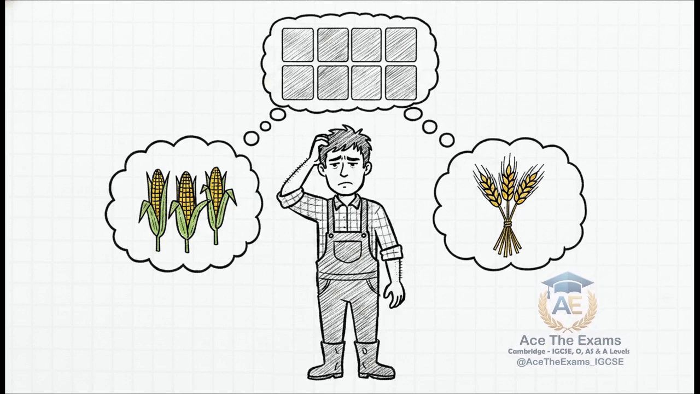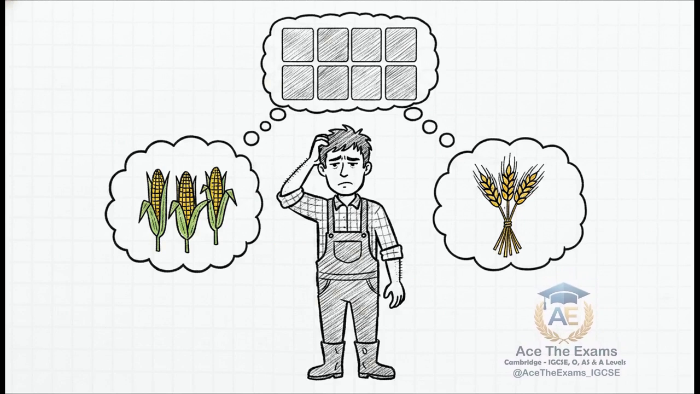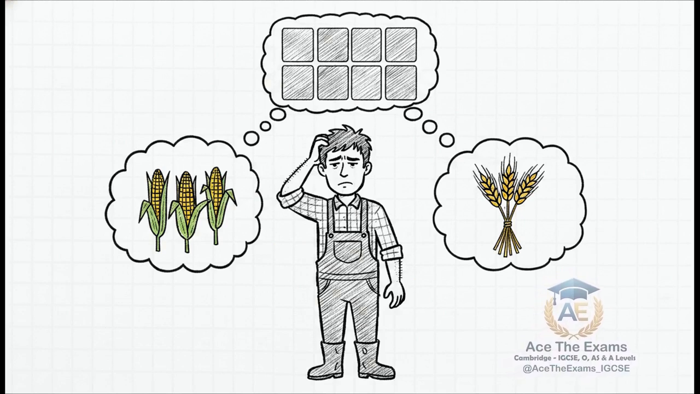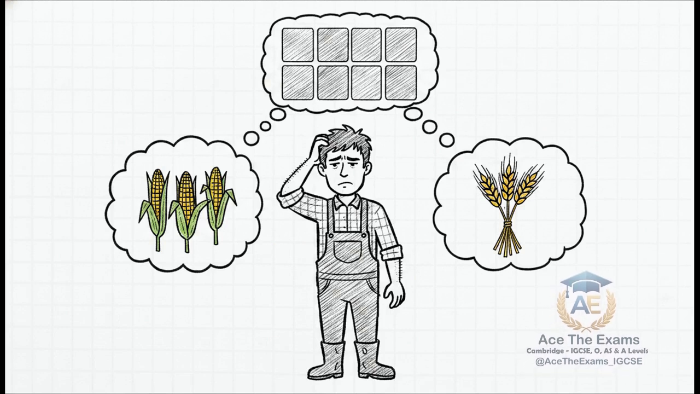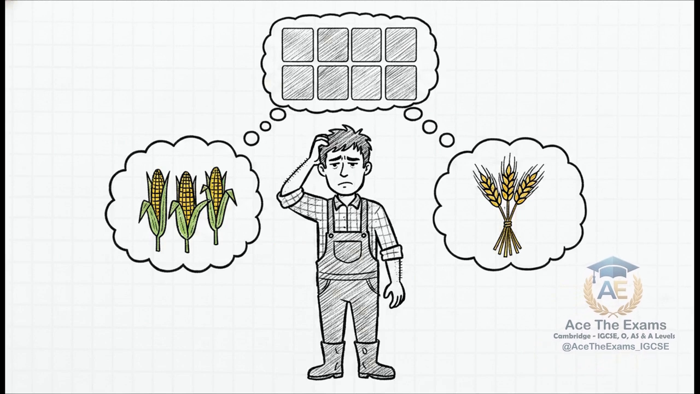Finally, he only has a small farm. He can sow not more than 10 fields in total. That means corn plus wheat must be less than or equal to 10. So C plus W is less than or equal to 10. Just like that, we've isolated his real-world agricultural limits into 3 crisp, distinct algebraic rules.